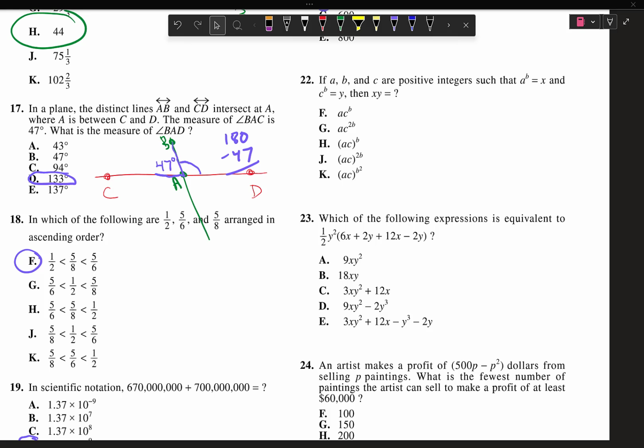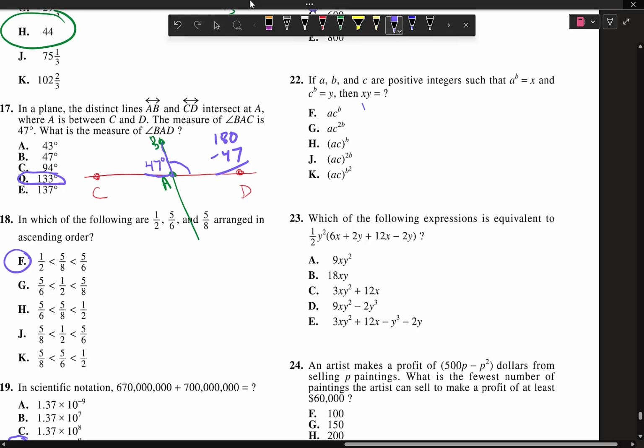All right, 22. If a, b, and c are positive integers such that a raised to the b power equals x and c raised to the b power equals y, then what is x times y? And if we look at the answer choices, we can see they've just replaced x and y with the a, b variable. So instead of x times y, it's going to be a raised to the b power times c to the b power.